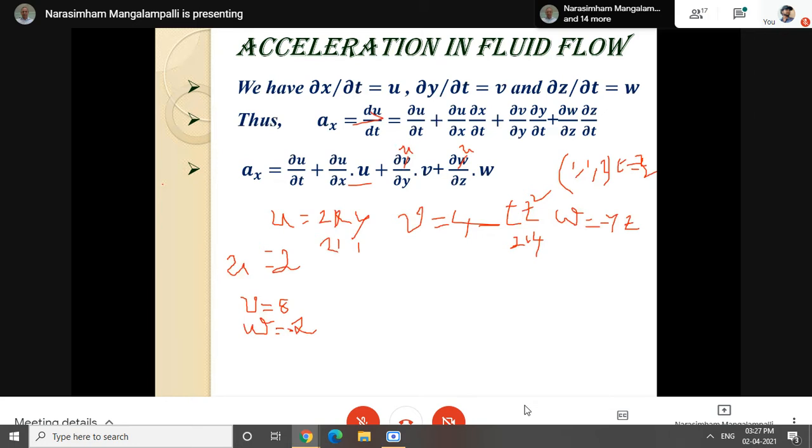Now what is dou u by dou x? Differentiate this expression with respect to x. Then what is dou u by dou y? You differentiate with respect to y. What is dou u by dou z? Differentiate this expression with respect to z.